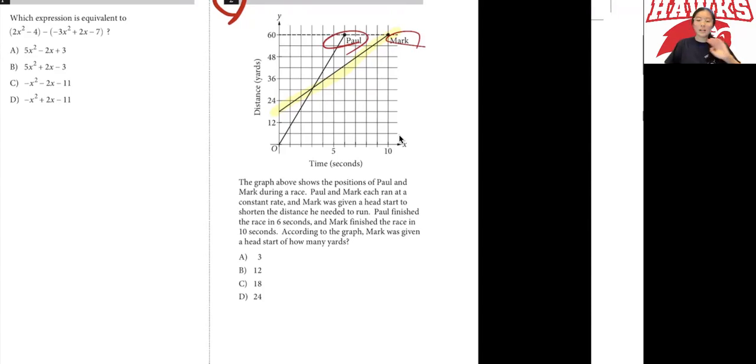According to the graph, Mark was given a head start of how many yards? So it's not testing us to determine who got the head start or the seconds at all. It's talking about the head start itself, the very, very beginning.